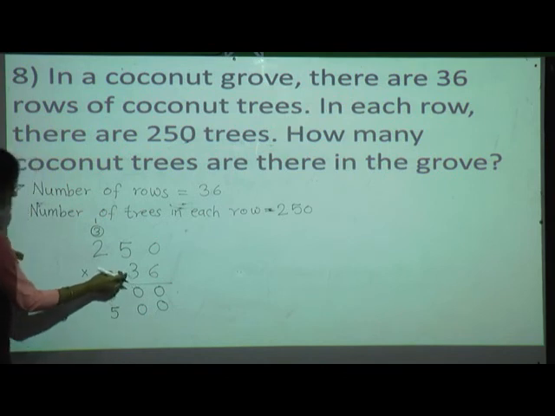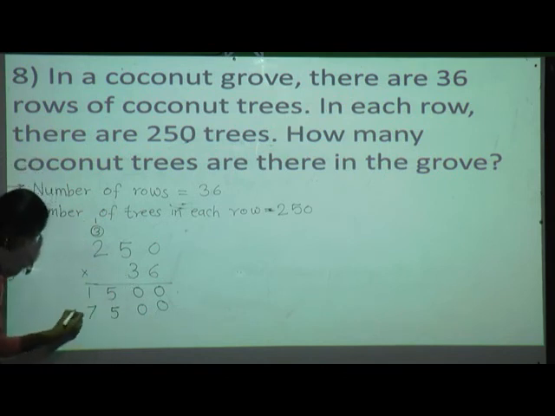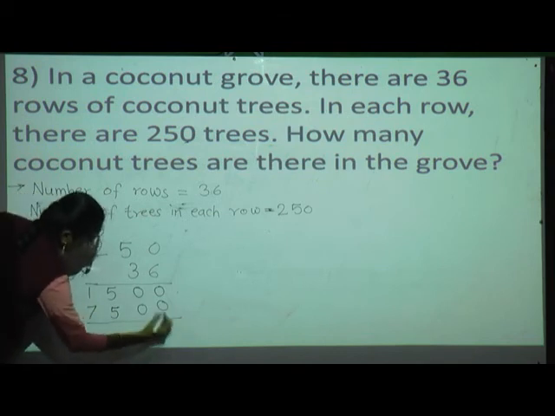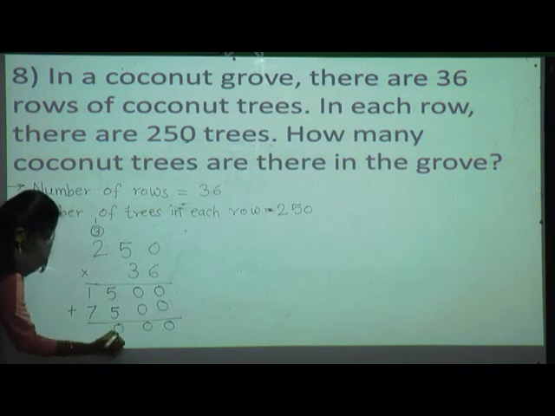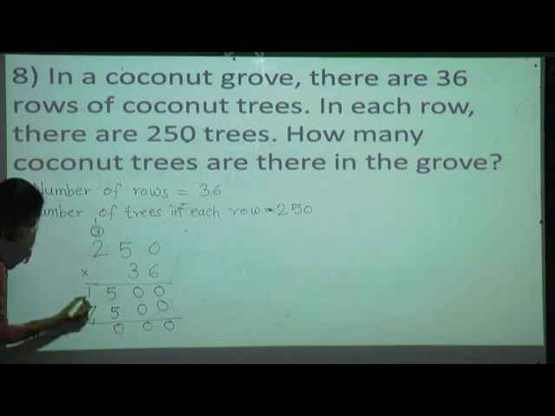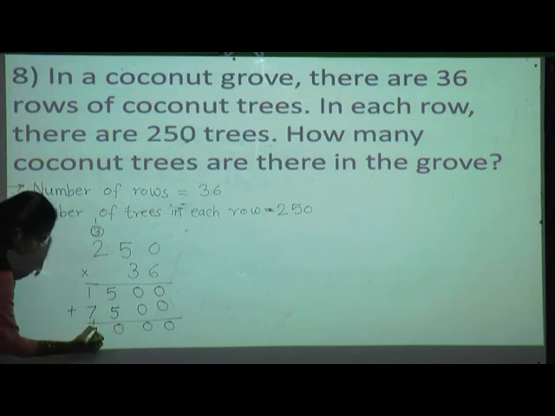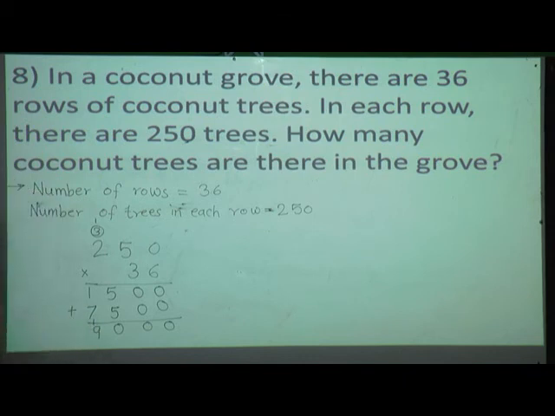Then 3 2s are 6 plus 1, 7. Now add these two numbers. 0 plus 0, 0. Here also 0. 5 plus 5, 10. So we will write here 0 and 1 as a carry. 1 plus 7, 8. 8 plus this 1 carry, 9. So we got the answer here, 9,000.